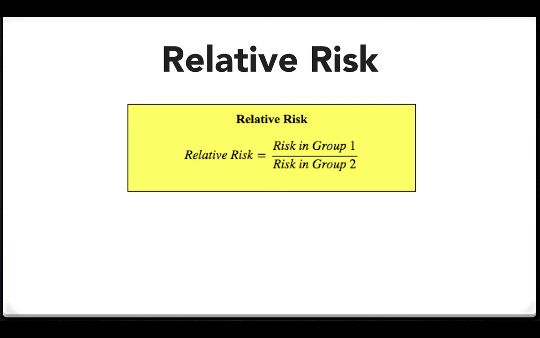The last topic that I want to cover is relative risk. You'll see this used sometimes with chi-square tests of independence as a measure of practical significance. It's the ratio of risks from two different groups. Let's look at a quick example.